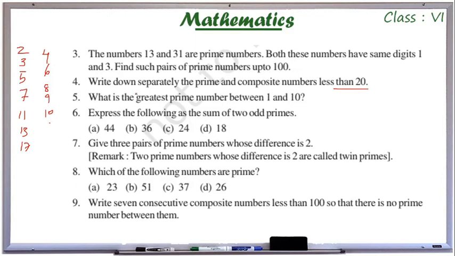So what is the greatest prime number between 1 and 10? So it is 7.